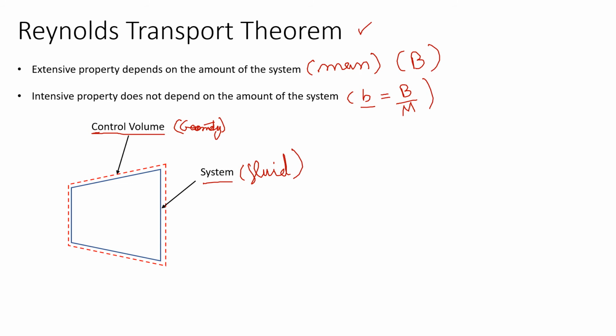So what the Reynolds transport theorem does is it deals with the control volume and the system, and when the system flows through the control volume, it tells us about the change happening inside the control volume, and the change that happens when the system goes in and out of the control volume. So this is what the Reynolds transport theorem does.